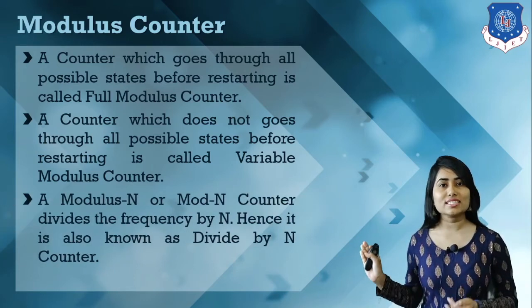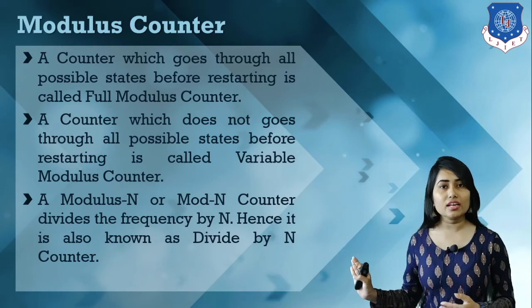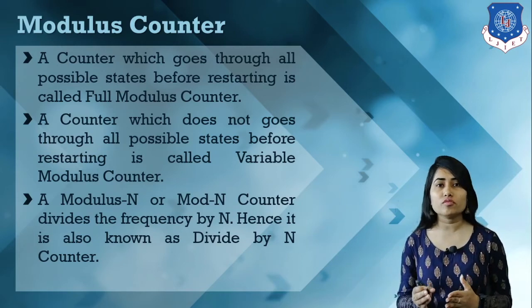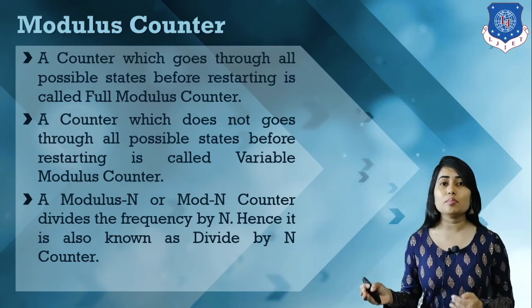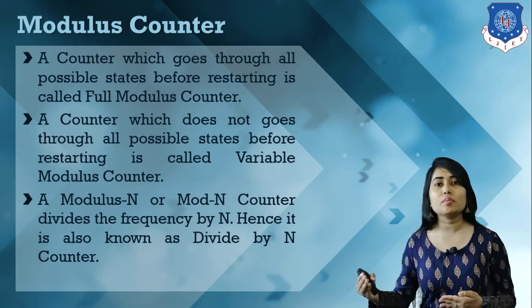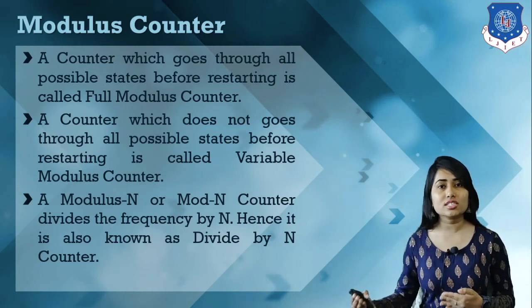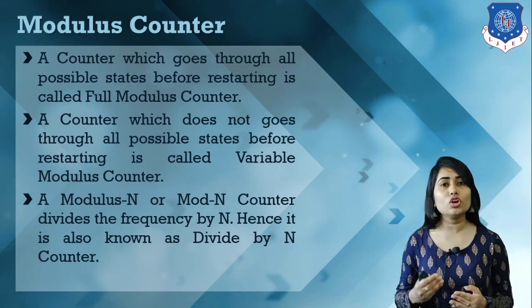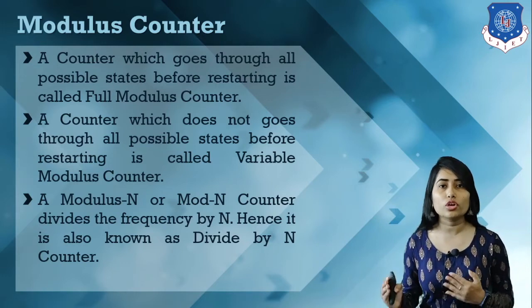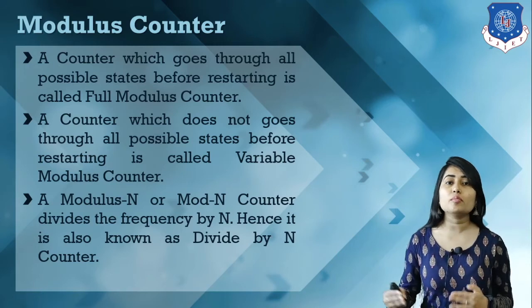A modulus n or mode n counter which counts a total of n values also divides the frequency by n. Okay, it divides the frequency of the external clock signal by n. That's why this modulo n counter is also known as a divide by n counter, or a frequency divider by n counter.